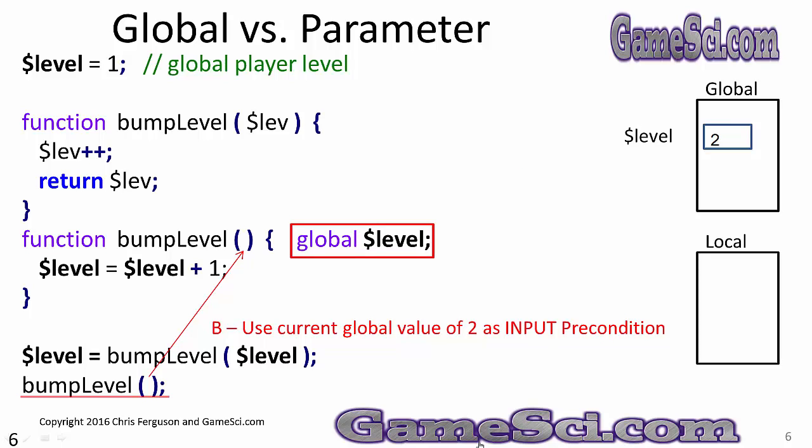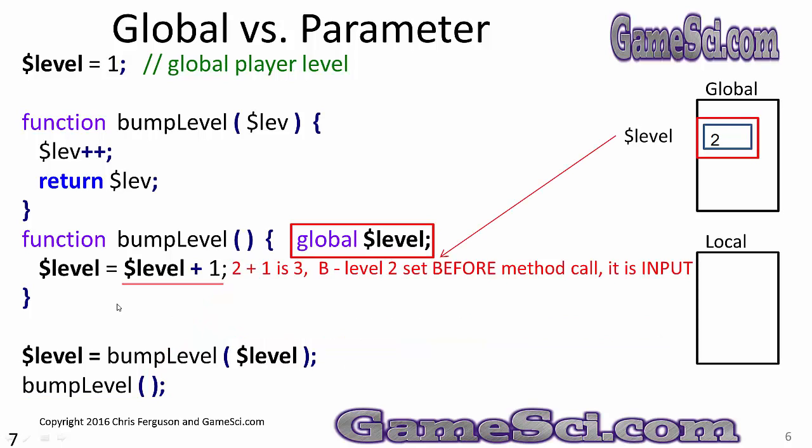There is another way to get information into and out of a function, and that is to use global variables, or option B. What we're going to do is use the current global value of 2 as an input. This is called a precondition. We're just going to call this second version of bump level. Notice there's no parameter here. Since we're using option B, we don't have to pass a parameter. What we're going to do inside the function is use global level. Use that 2 as input to the function.